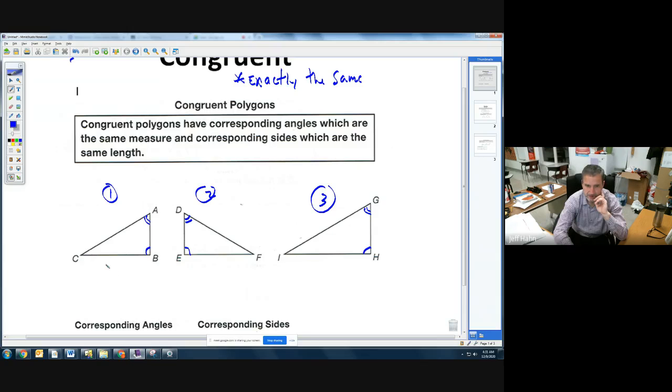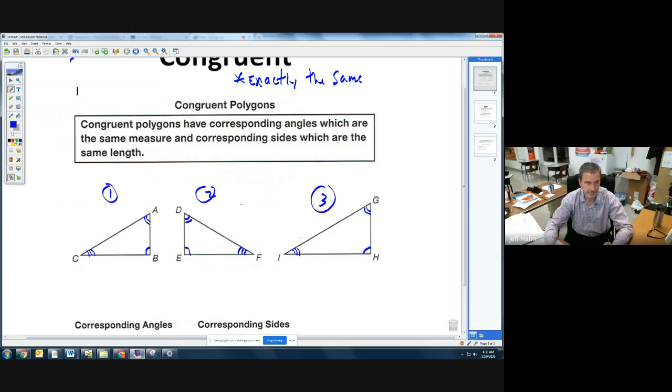And angle C, angle F, and angle I are also the same. Since we have 1 and 2, this one we'll make with 3 little arc marks. How about that? That rhymes, arc marks. So these 3 triangles all have exactly the same measurements for their angles. Now let's look at their sides.